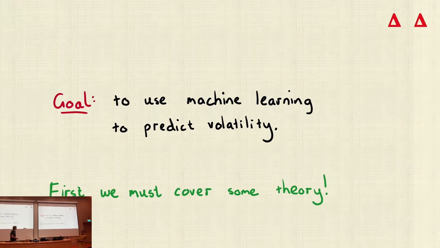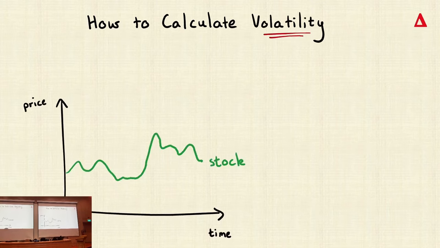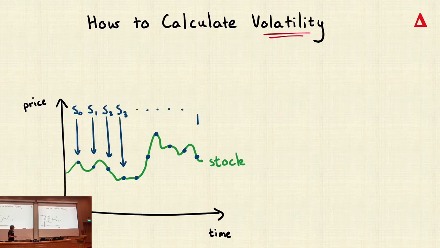So first, let's go through a bit of this theory. We'll dive in a bit deeper into what volatility actually is. So a little bit of mathematics for you all. I'm sure everyone here is mathematically inclined. So imagine you have some stock like that. The way that we get volatility for this stock is first we sample the price of the stock at a bunch of points. And usually these are predetermined. In this workshop, we'll sample every second. So imagine we're sampling every second. And we'll call these S0, S1, all the way up to SN.